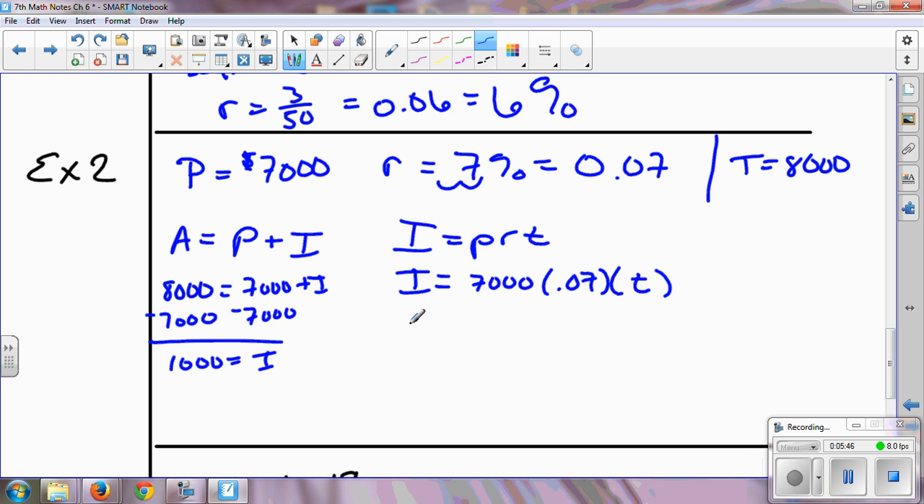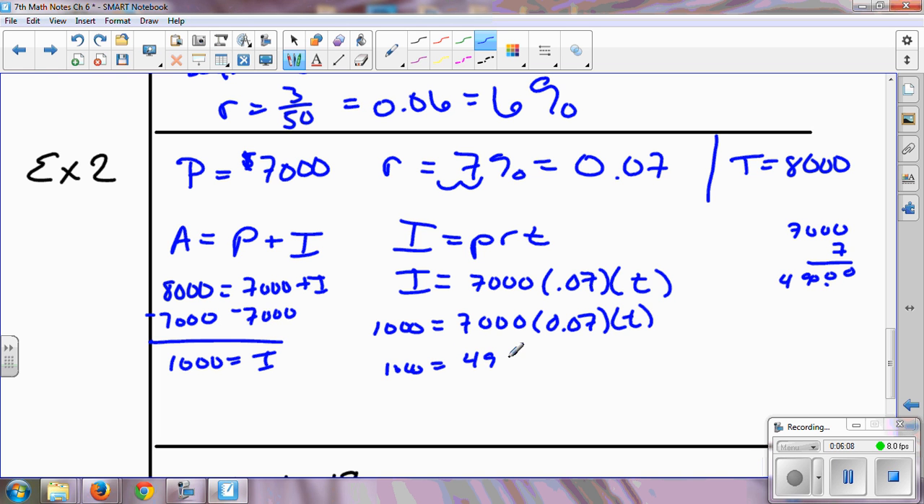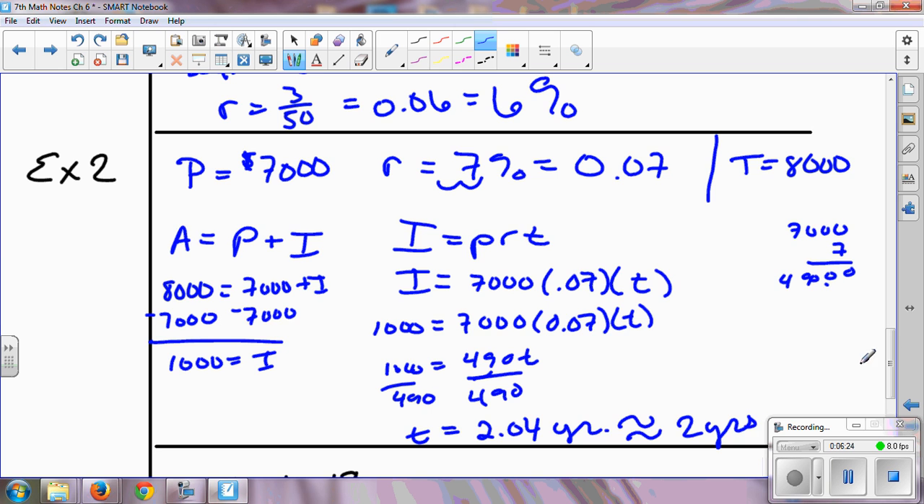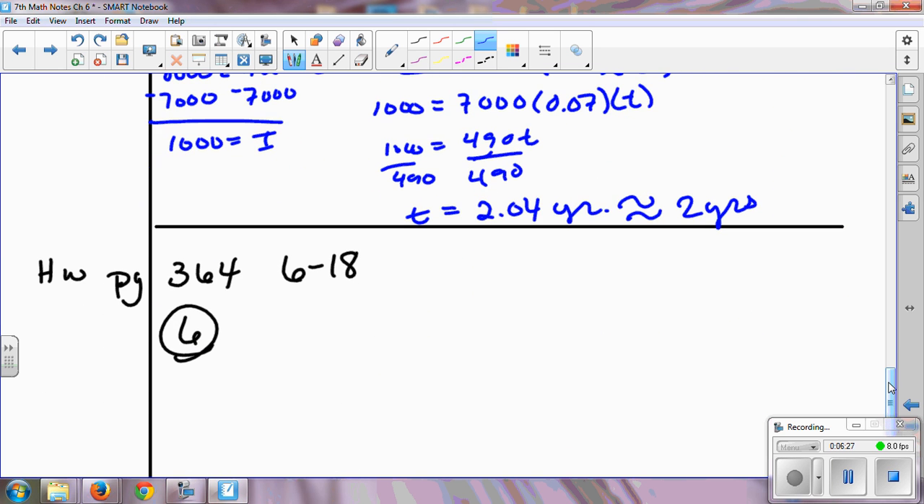Now since I know what I is, I'm going to plug it in here, and I will be able to solve for T. So I'm going to come over here, do my work. Again, you are going to be doing this with a calculator. It's 490. So now I have to divide by 490 on both sides, and I will get T is equal to 2.04 years. So this is approximately 2 years until she is able to earn that $1,000 on her original $7,000 principal amount.